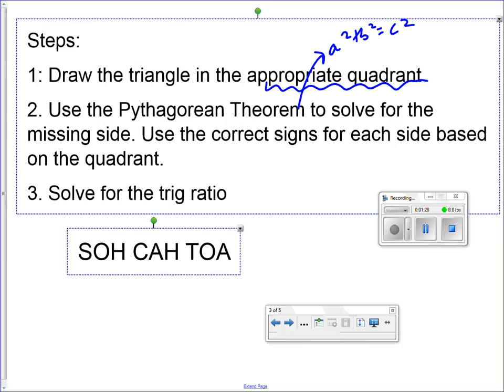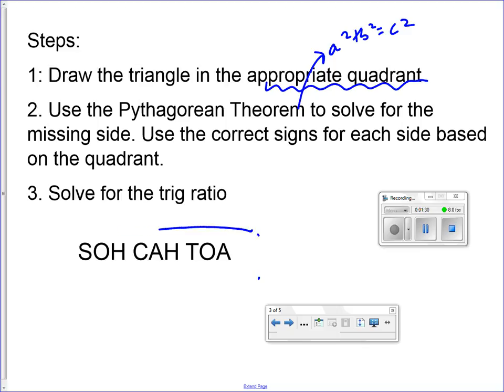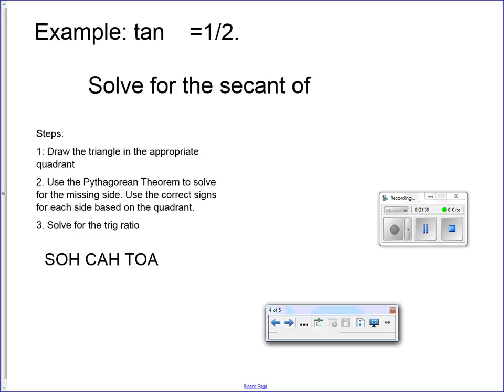You might remember the word SOHCAHTOA from your geometry days. That's going to come in handy to solve this. So now let's look back at that example again. And the steps are here. So let me just rewrite this. These symbols are easier to write than type. So we're solving for it. We know that the tangent of theta is 1/2. We know that theta is between pi and 3 pi over 2. And we're solving for the secant of theta.